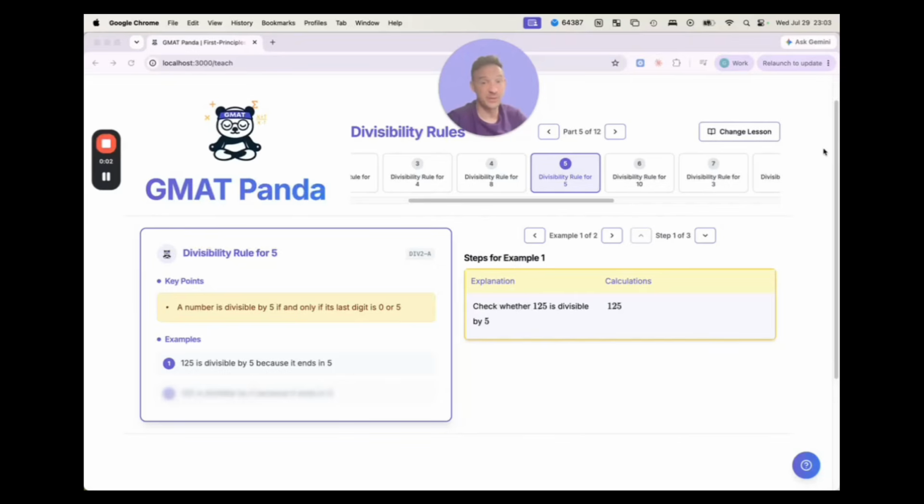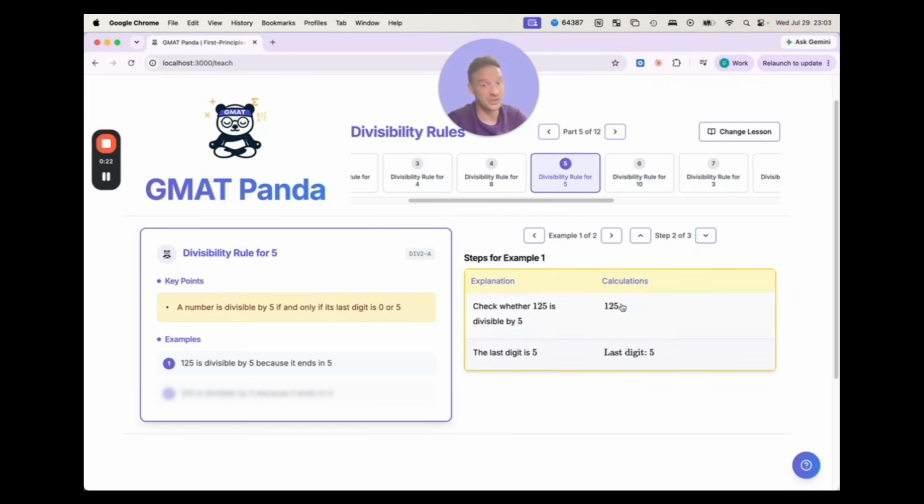How do we check if a number is divisible by 5? Well, this one's quite easy. We just have to look at the last digit, and if it's a 5 or a 0, then we're good to go. That number is divisible by 5. So here, let's say that we're checking if 125 is divisible by 5. We just look at the last digit. In this case, it's a 5. And therefore, that number will be divisible by 5.